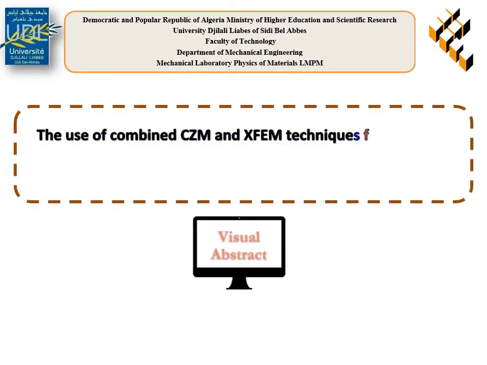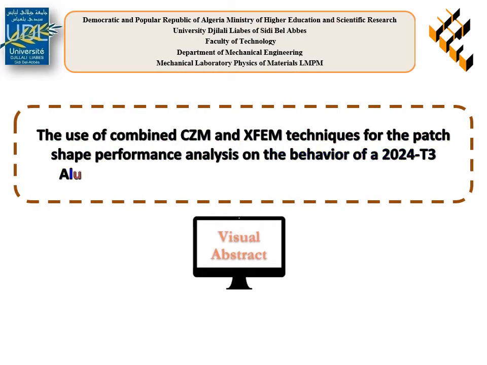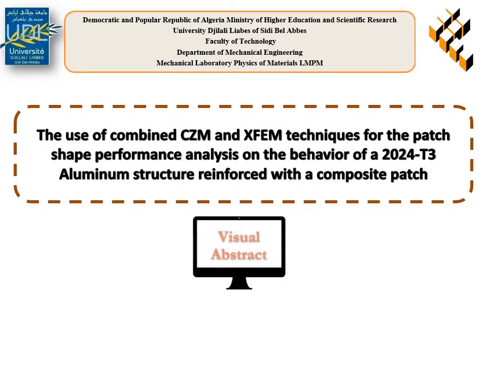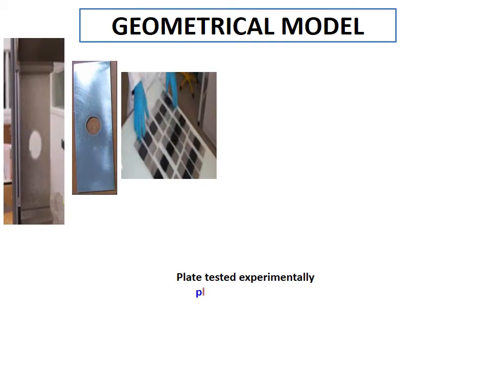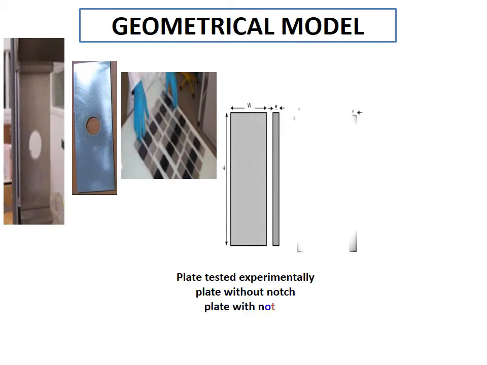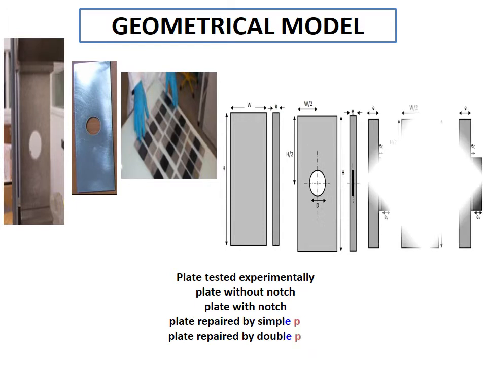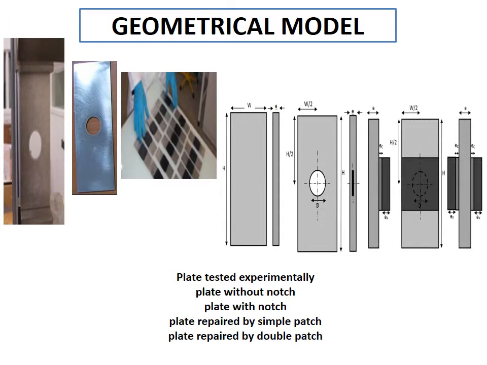The use of the combined cohesive zone model and extended finite element method techniques for the patch shape performance analysis on the behavior of 2024 T3 aluminum structure reinforced with a composite patch, presented by Jabbar Safa Shahrazad. The objective of our work is to analyze by the finite element method the behavior and the damage of a 2024 T3 aluminum plate repaired by a simple composite patch of the carbon epoxy and an Adekit A-140 type adhesive, using the extended finite element method technique for plate damage and the cohesive zone model for patch debonding.